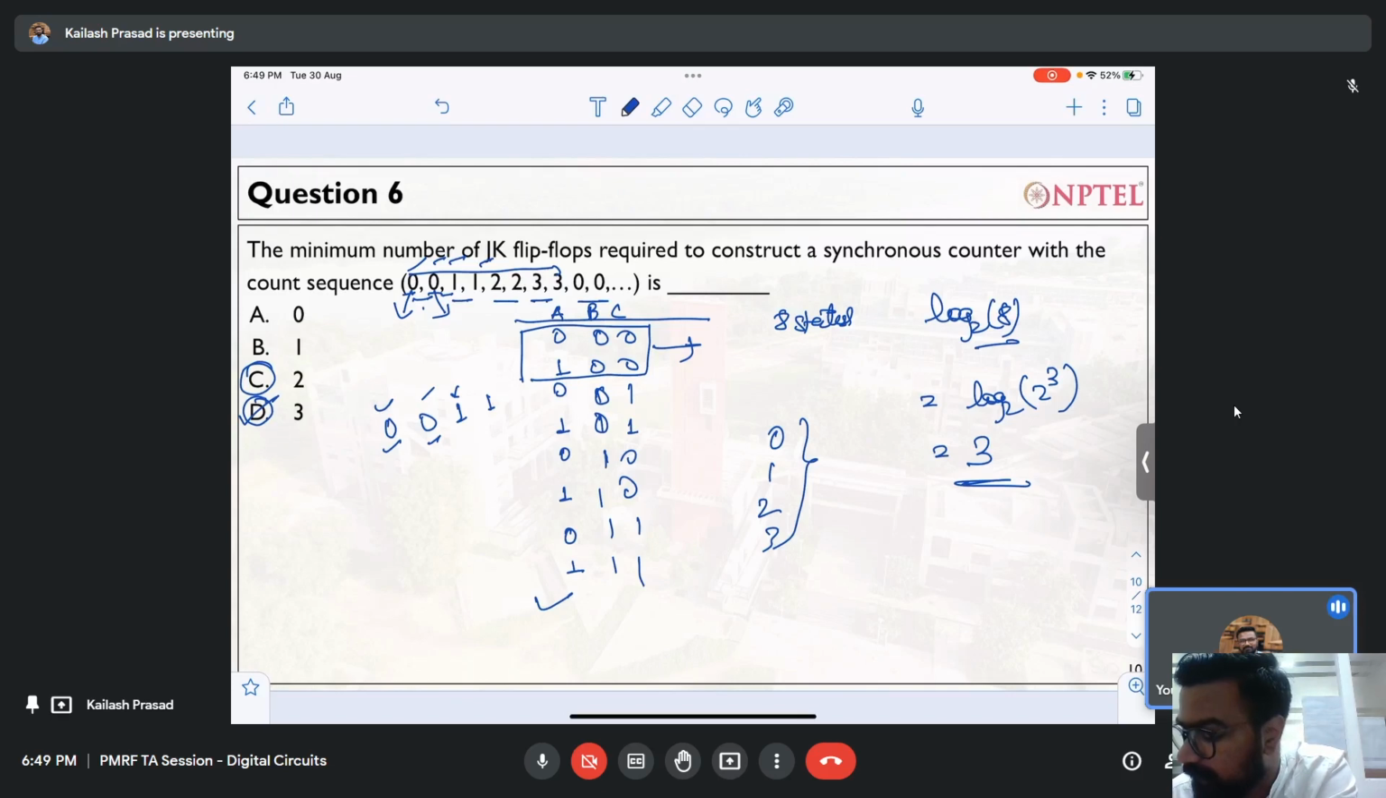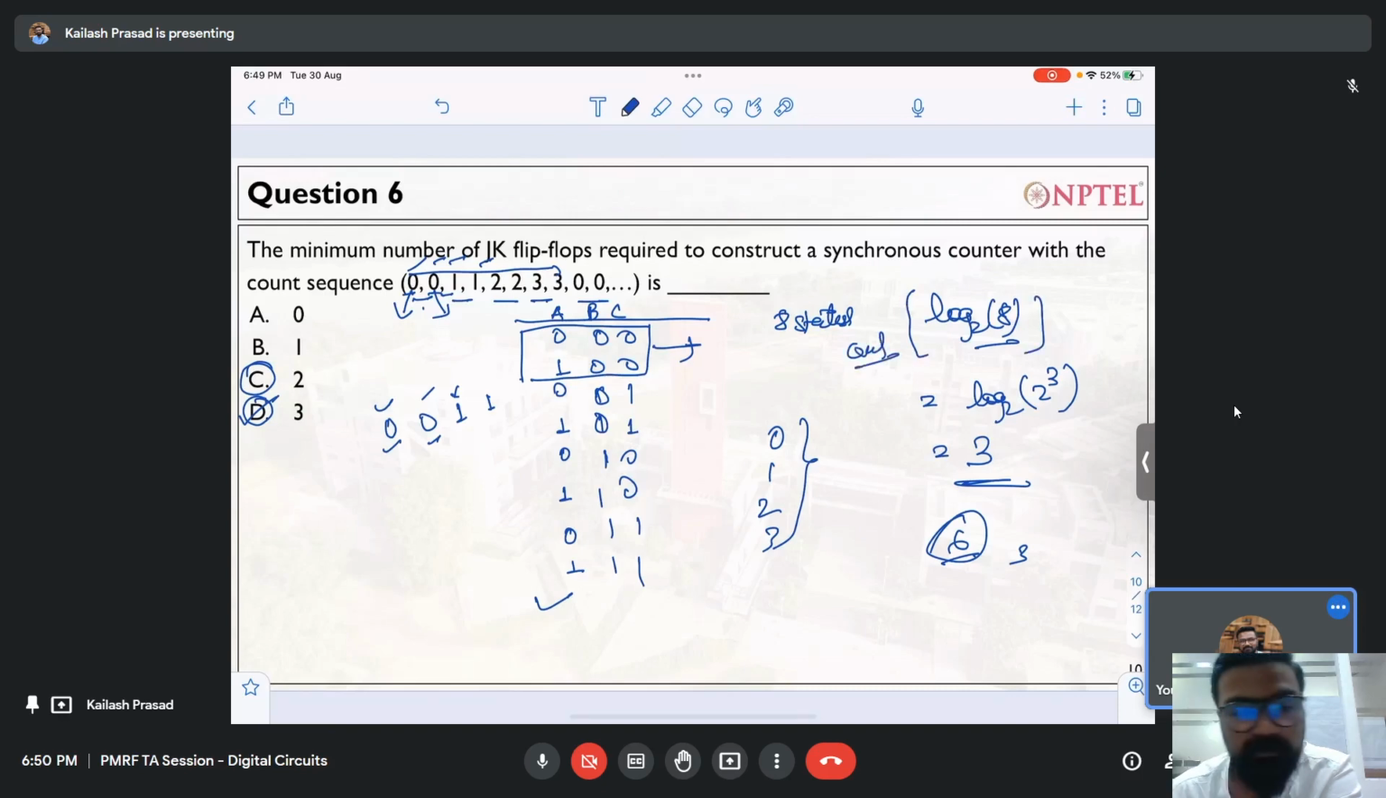So if you have, say, 6 states, again you will require 3, because whatever the number of states, you just have to take log base 2 and take the ceil, the greatest integer function. So for 4 states, the answer will be 2. For 8 states, the answer will be 3. Anything between 5 to 8, the answer will still remain 3, because you require the minimum number of flip-flops. So this is question 6. Any doubts? Any questions?